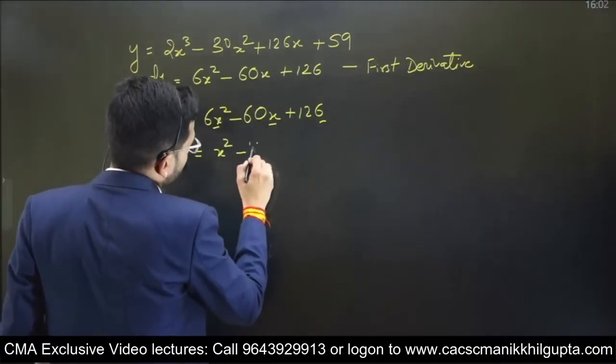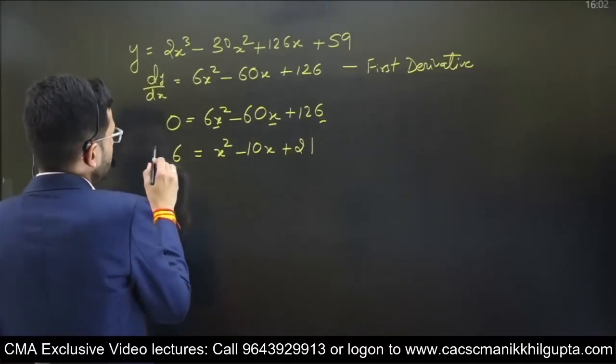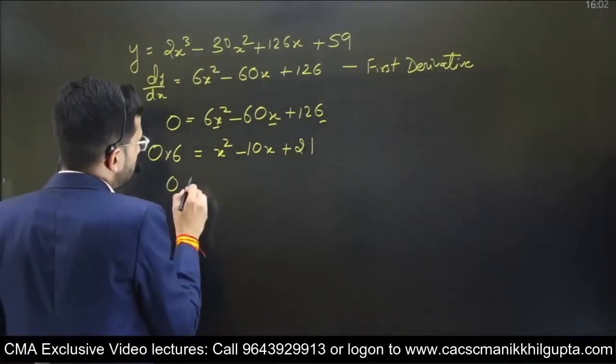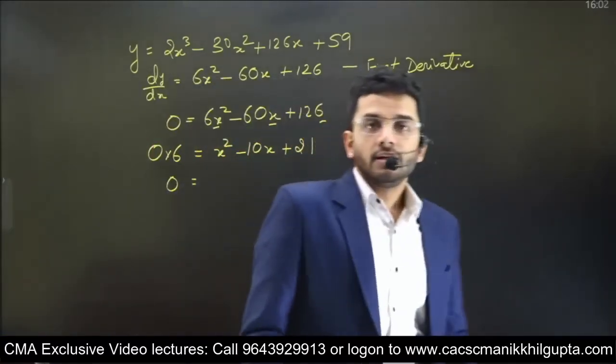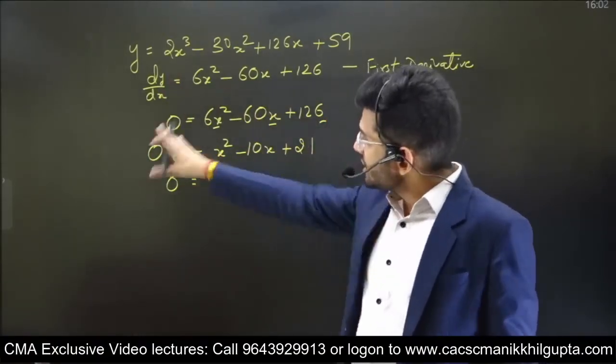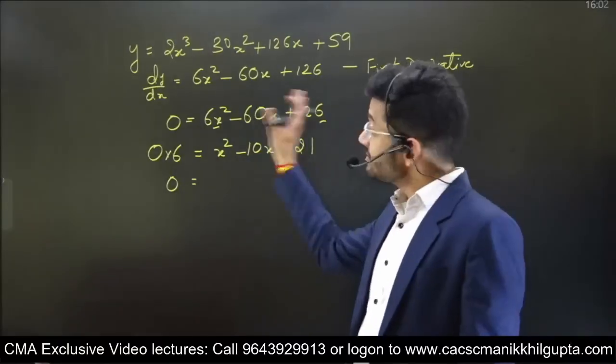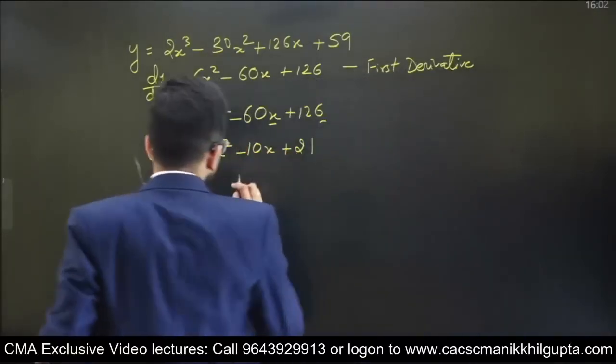This will become x square minus 10x plus 21, and I'll send the 6 in multiplication with 0, which will make it 0. So I've taken 6 as common, and I've transferred 6 to 0, so it becomes 0. Now see carefully what I'm doing.